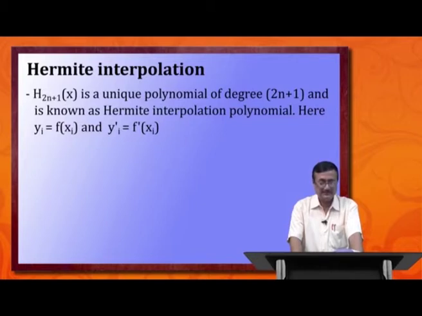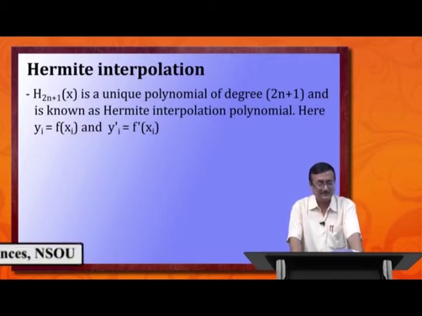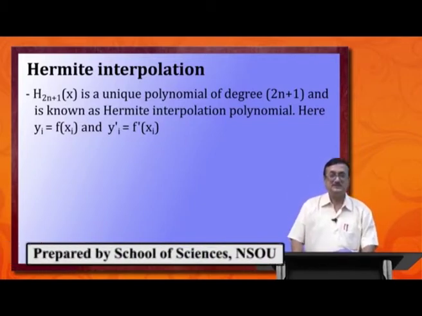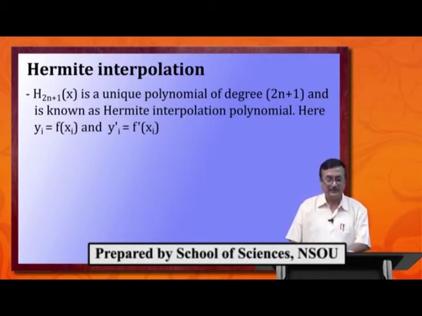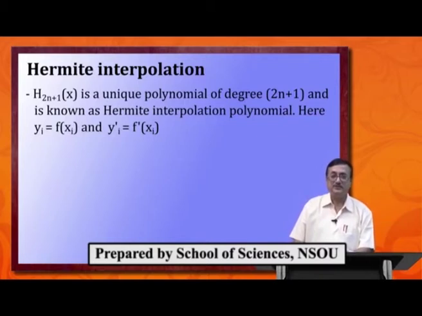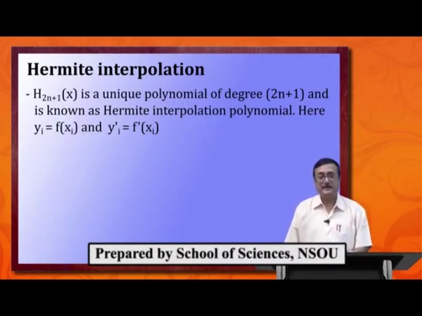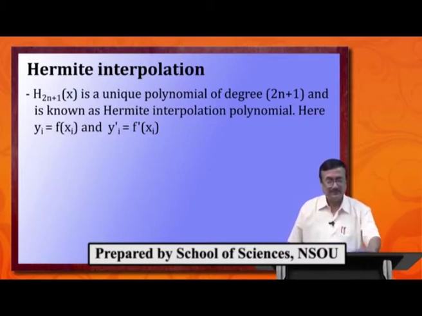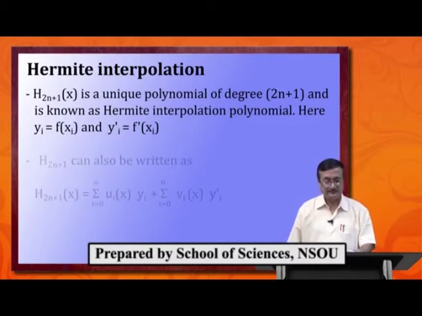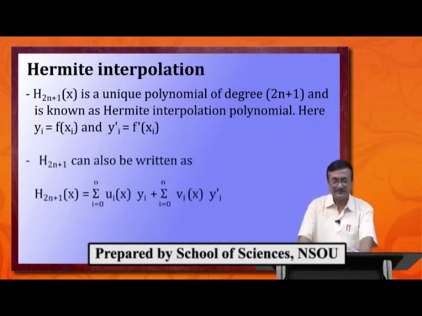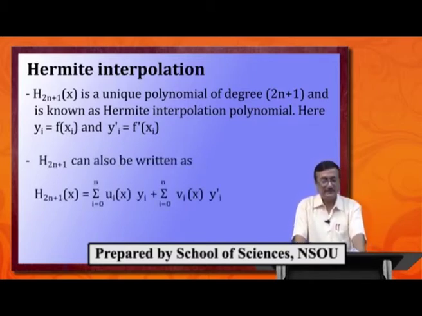Here yi is equal to f(xi) and yi' is equal to f'(xi). This is the Hermite interpolation polynomial, which takes care of both the functional value as well as the value of the derivative of the function, that is, the slope of the curve at the designated point. h_{2n+1}(x) can also be written in the following form.